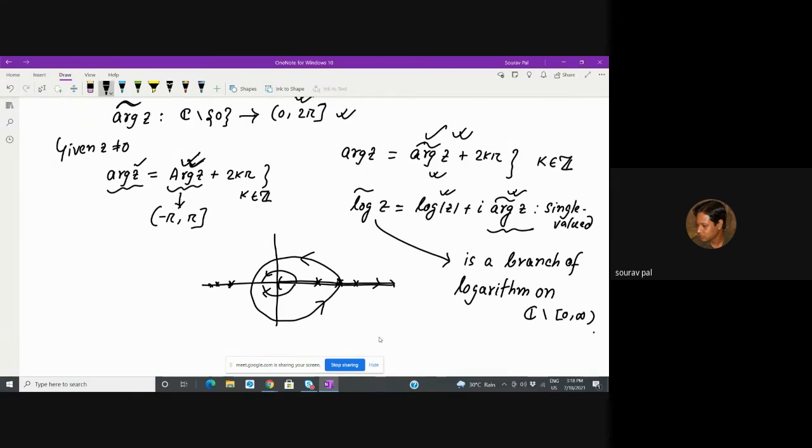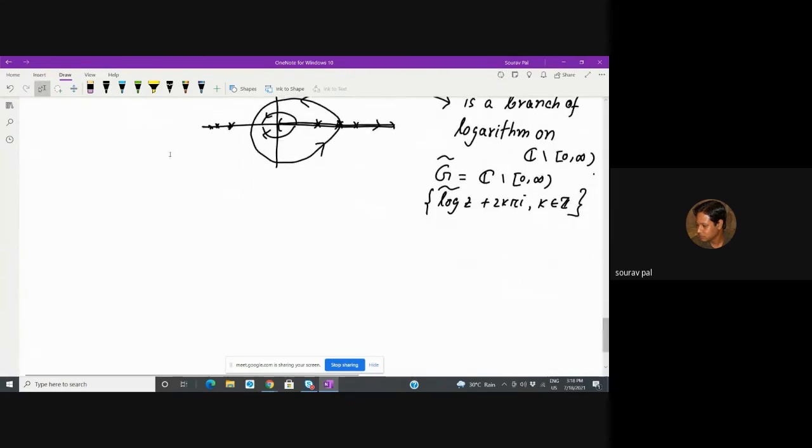Okay, and if you talk about this domain now, if you choose your G tilde to be C minus [0, infinity), this region, then what are all the branches of logarithm? All branches of logarithm are nothing but log tilde z plus 2k pi i, where k belongs to Z. So this is the set of all branches of logarithm. Am I correct? Okay.